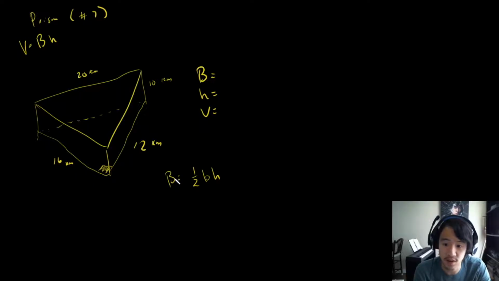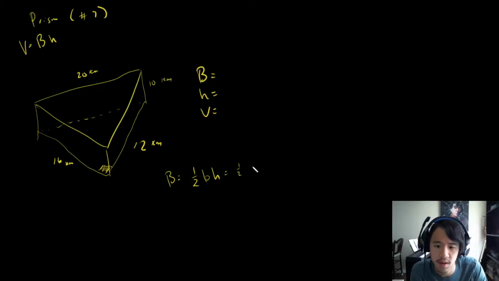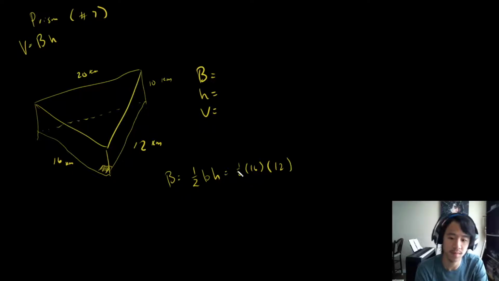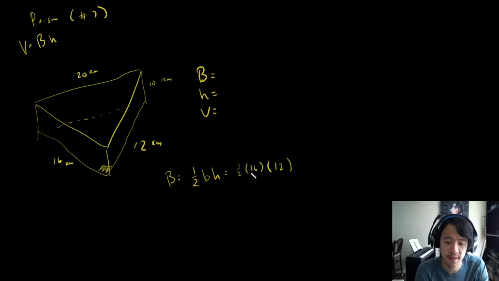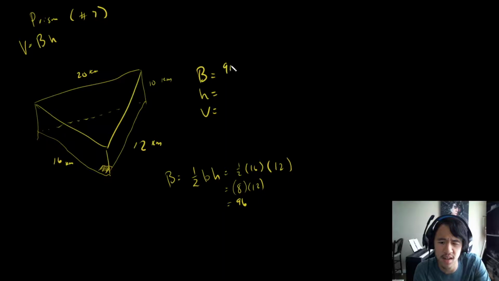So that's going to be 1/2 times base times height. So our base is 16 kilometers. And our height is 12 kilometers. So let's go ahead and evaluate this. So we have 1/2 times 16. That's going to be 8. And then we have 8 times 12. Well, that's going to be 96. So we're going to have 96 kilometers squared for the area of our base.